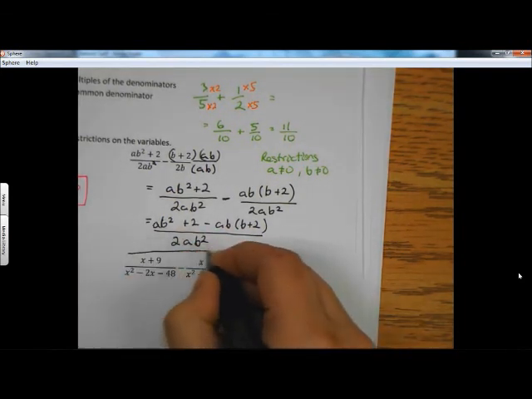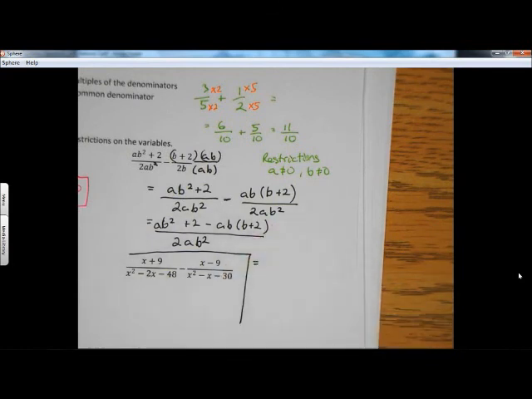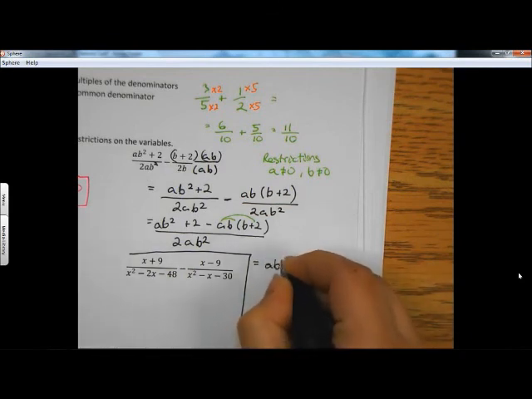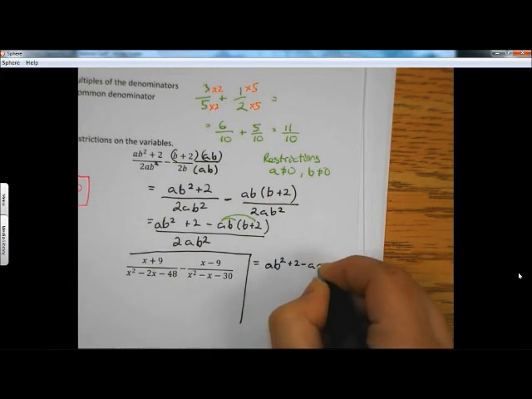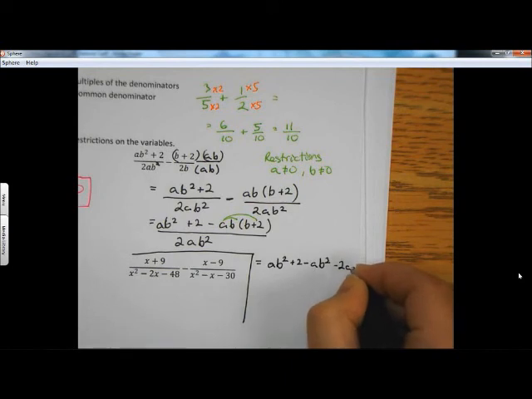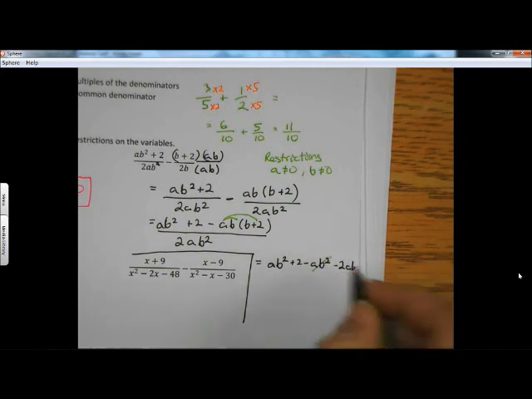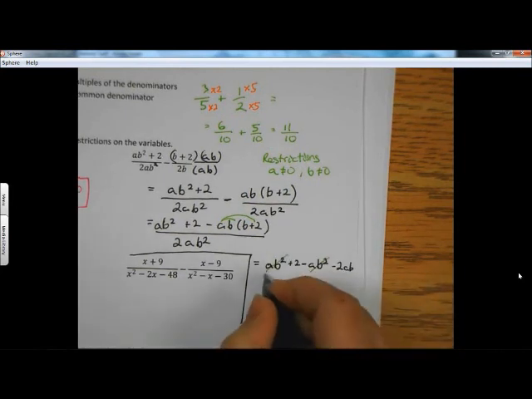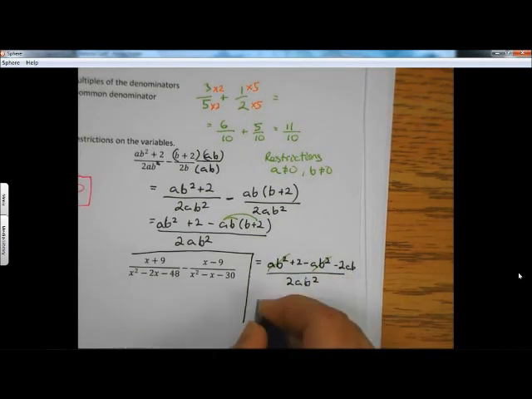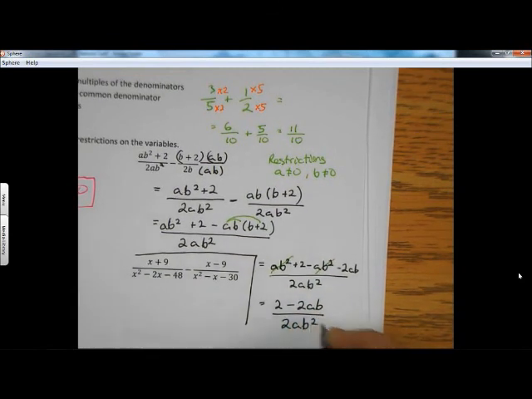Let's expand this out. We've got ab squared plus 2 minus ab squared minus ab times b minus 2ab. So ab squared and ab squared are going to cancel. What I have on the top here is getting kind of messy. 2 minus 2ab all over 2ab squared.